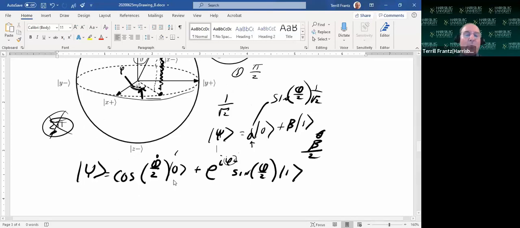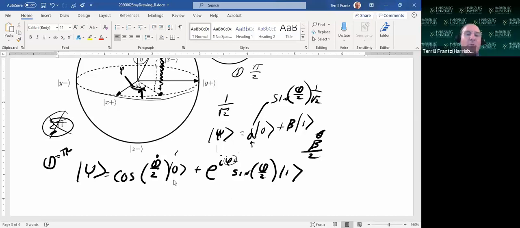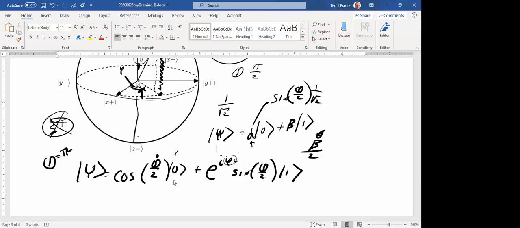So help me work this through for everybody's benefit, not only my own. If you go to theta equals pi, that is the minus z pole. We start at the z-axis, so pi would be all the way down here, to the south pole. So the amplitude of the zero cat would be cosine of pi over 2, which is zero. The physicists do kind of a crazy thing there, there's a half that's kind of spooky in there.